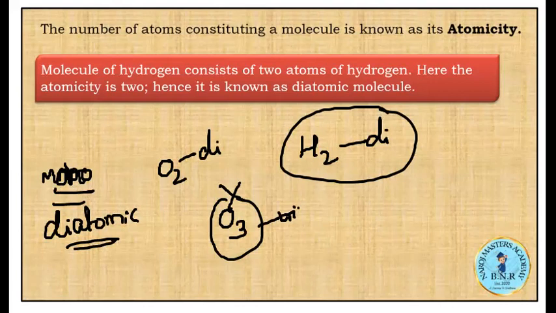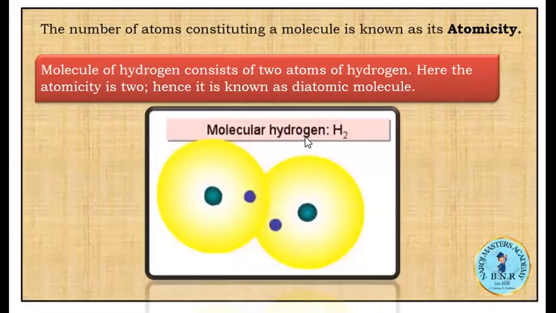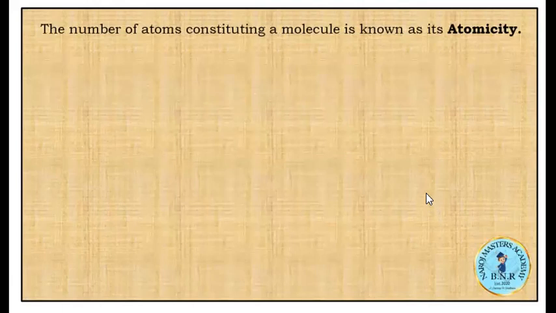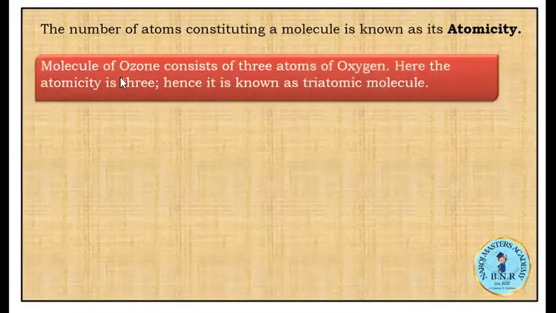Okay. So here you can see the example for diatomic. What is that? Hydrogen consisting of 2 atoms of hydrogen. Then we call it a hydrogen molecule, H2. Is it right? So this is diatomic elements. Some molecules have three atoms like ozone. Ozone is O3, oxygen is O2. Is it right? So this is diatomic and this is triatomic. Okay. So the molecule of ozone consists of three atoms of oxygen. Here the atomicity is 3. Hence, it is known as triatomic molecule. Is it clear? Very good.